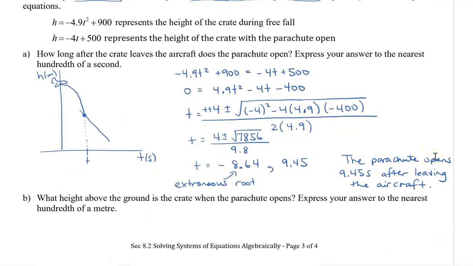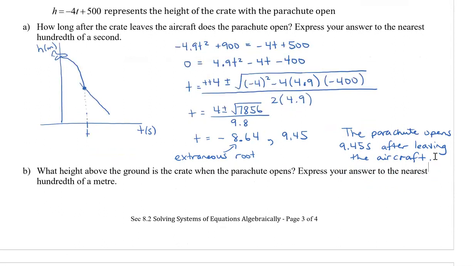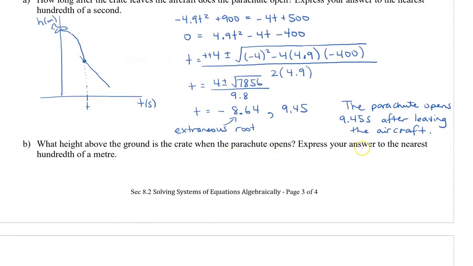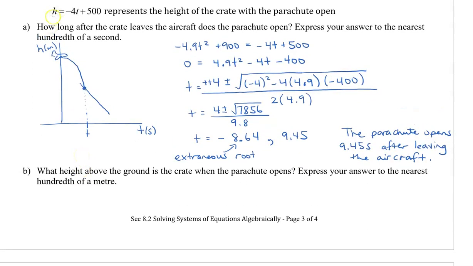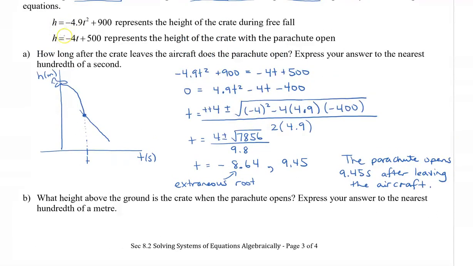Okay, so the next question asks us, what height above the ground is the crate when the parachute opens? So we can see that the time that it opens is at 9.45 seconds. So what's the height? Well, if we take a look at our equation, it says that the height is dependent on the time. So we can use either equation. Both of the heights, which should be the same height because it's the same time, depend on t. I'm going to use the equation of the line since it's easier to use. So I have h is equal to negative 4 times 9.45 seconds plus 500.